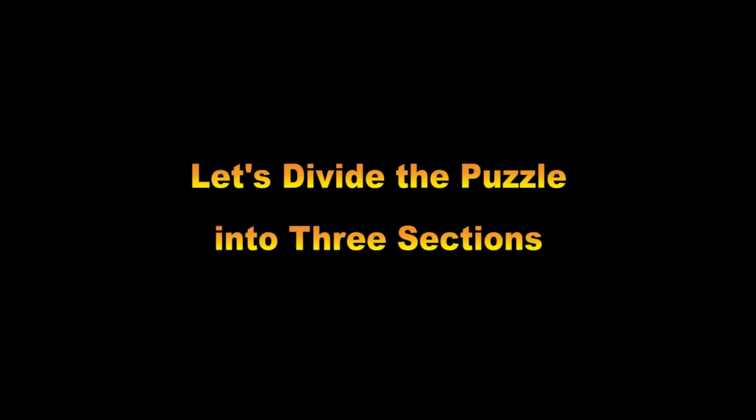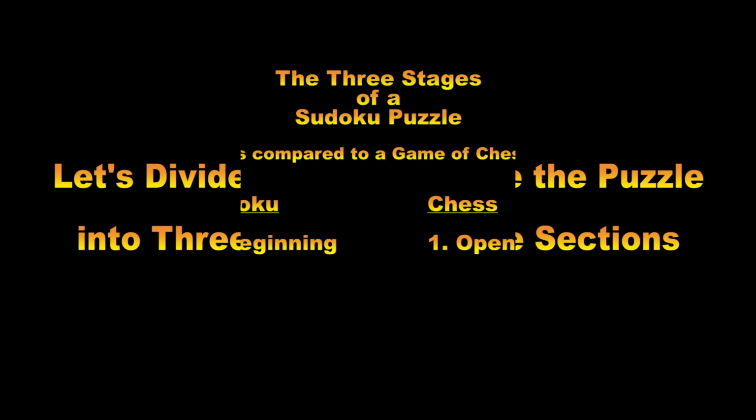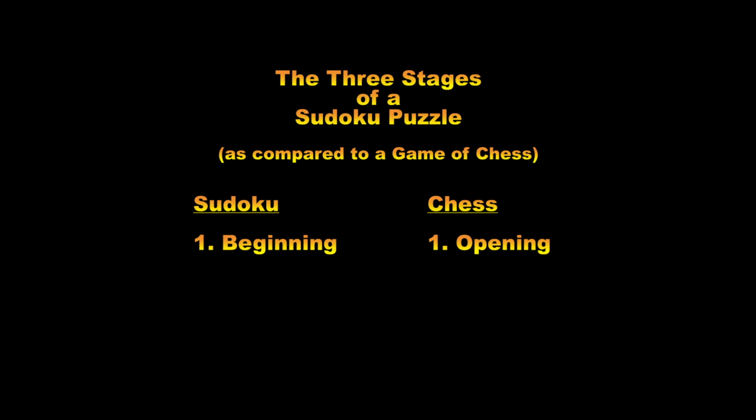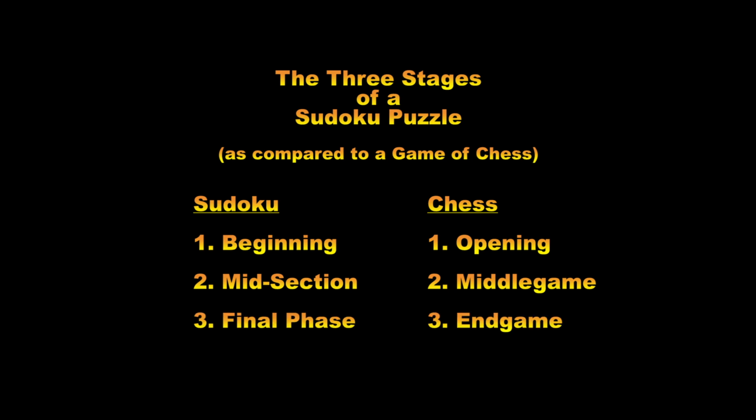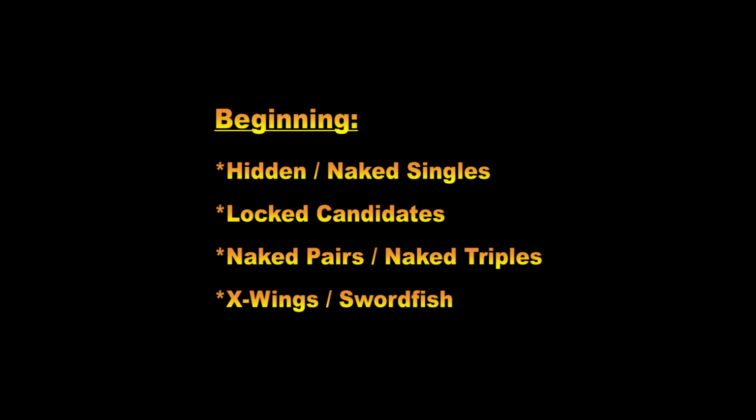I think we can safely divide the puzzle into three distinct sections, just like a game of chess. First, we have the beginning, or opening, and then there is the midsection, or middle game, and then we have the often difficult final phase, or end game. So here is my opinion and prediction of what stages of the puzzle you are more likely to see the following things. At the beginning, you will probably see a lot of hidden and naked singles, locked candidates, naked pairs and naked triples, and X-wings and swordfish.